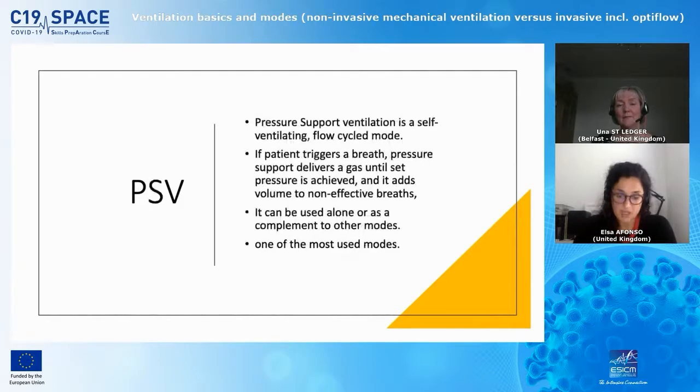PSV, or pressure support, is a self-ventilating flow cycled mode. So once the patient triggers a breath, pressure support delivers a gas until the set pressure is achieved, and it adds volume to non-effective breaths. Hence, it compensates for any muscle weakness that the patient might have. To use this mode, the patient must be having some sort of spontaneous breaths, and it can be used alone or often used as a complement to other modes, and it's one of the most commonly used modes.